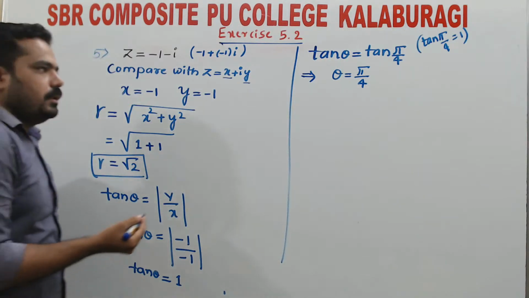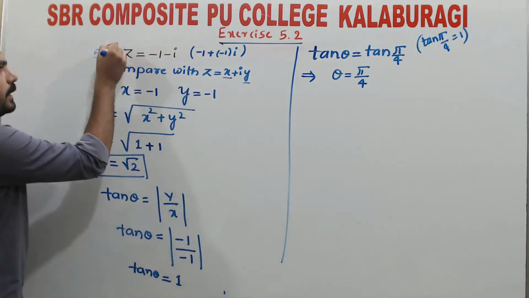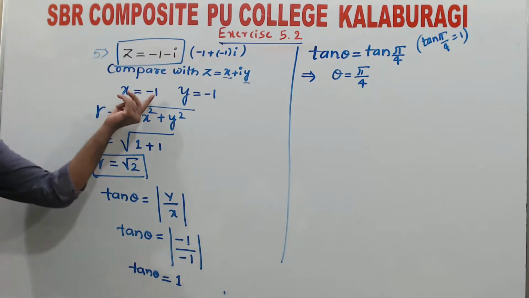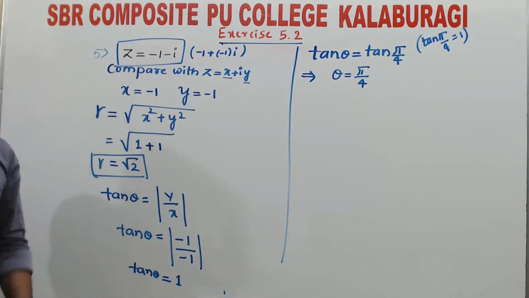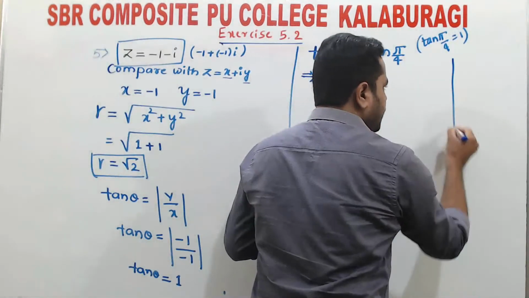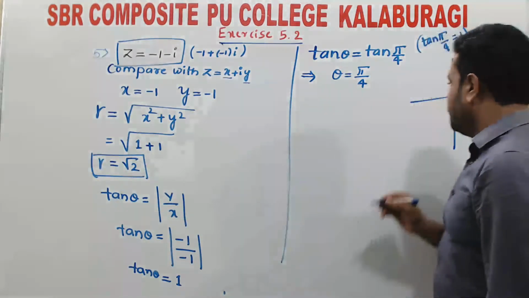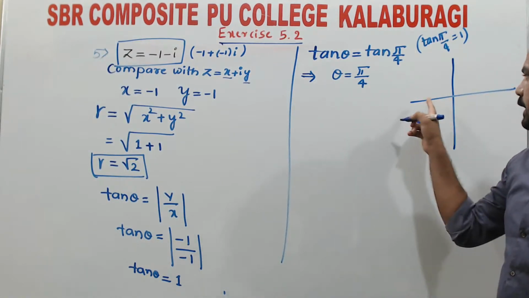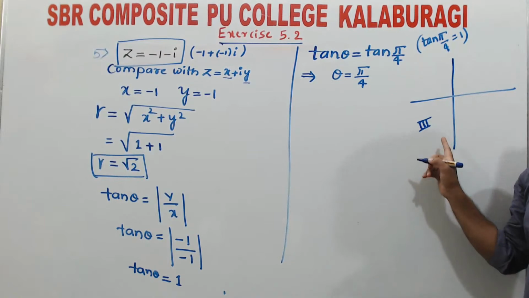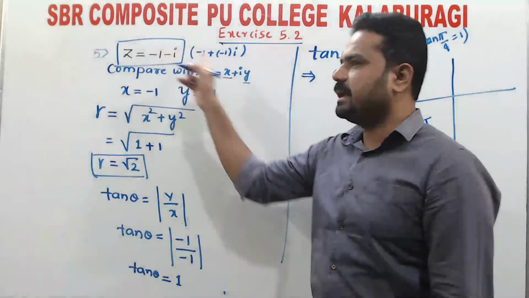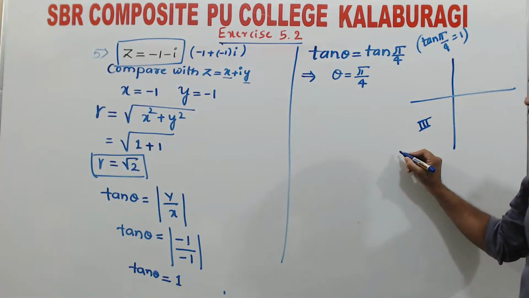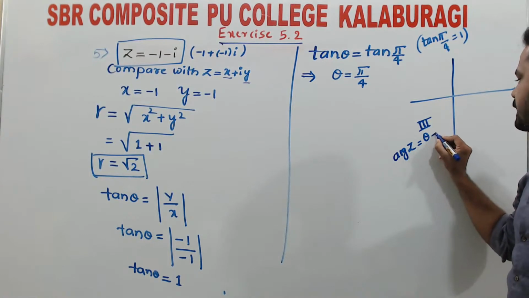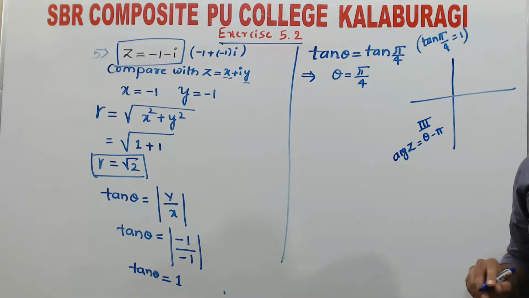Okay. Now check whether this complex number is present in the first quadrant, second quadrant, or third quadrant. Here the real part and imaginary part are both negative. Both negative means that it is in the third quadrant, because x is negative and y is negative. Therefore, this complex number lies in the third quadrant. If it is in the third quadrant, the argument of z is theta minus pi. Right.